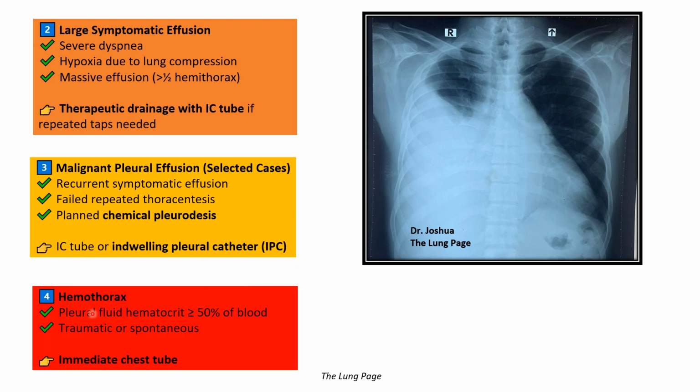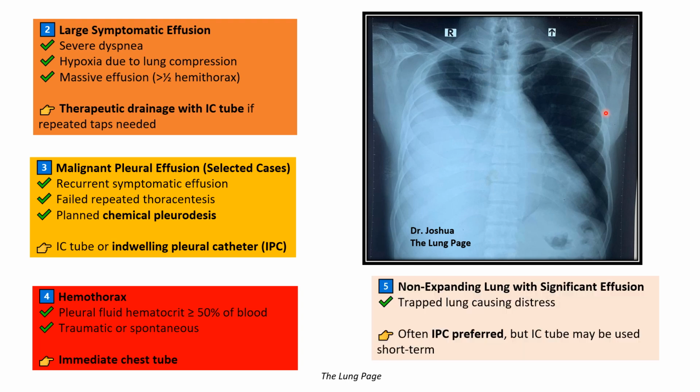Another important thing is hemothorax. We all know how to diagnose hemothorax: when you identify that the pleural fluid hematocrit is more than 50% of the blood hematocrit, that indicates hemothorax. When hemothorax is identified, we have to put the IC tube then and there to prevent collection of infection, and also to prevent fibrothorax. So we have to put an immediate chest tube for these patients.